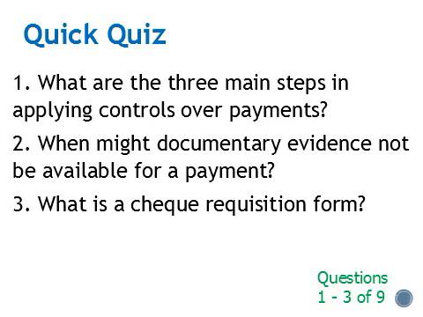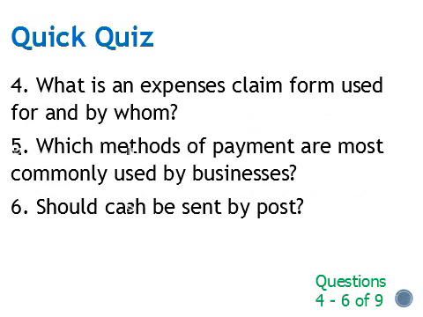Quick quiz. Question 1. What are the 3 main steps in applying controls over payments? Question 2. When might documentary evidence not be available for a payment? Question 3. What is a check requisition form? Question 4. What is an expenses claim form used for, and by whom? Question 5. Which methods of payment are most commonly used by businesses?